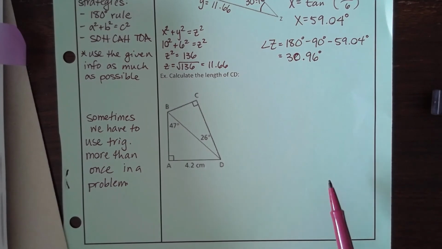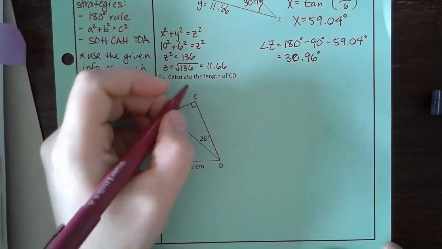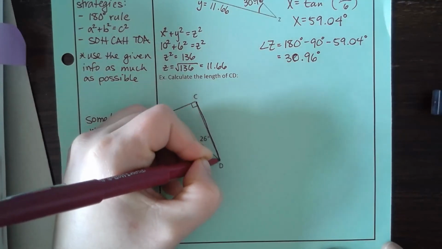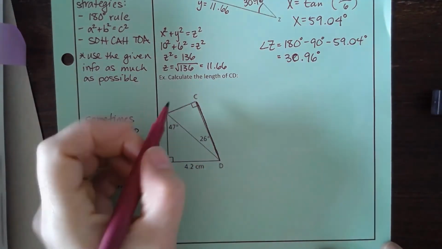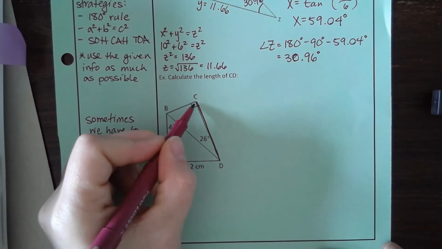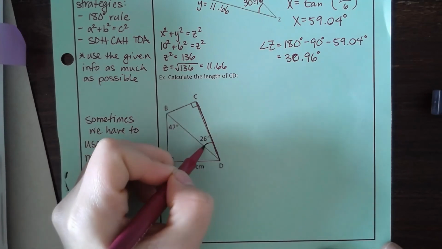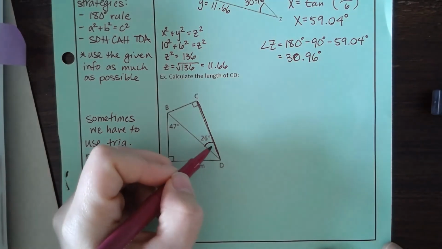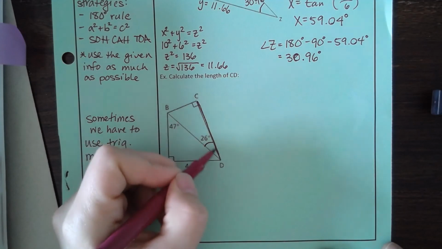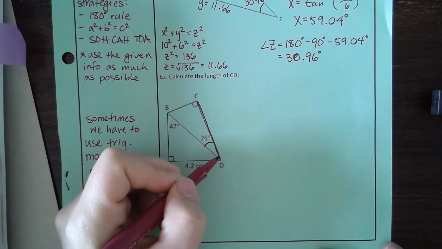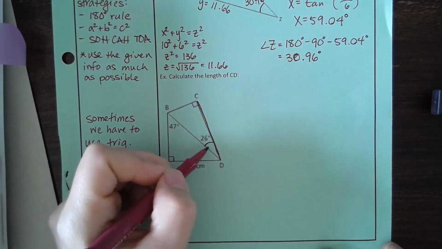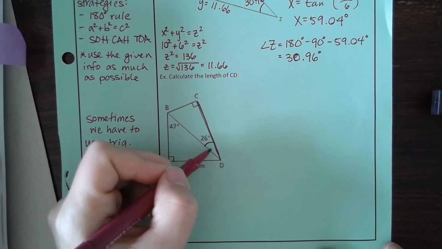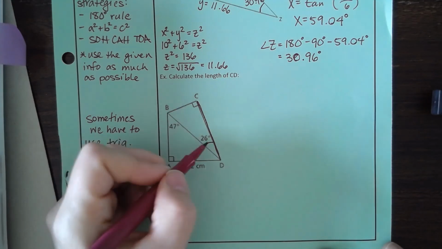Okay, so let's take a look at this problem. We need to find the length of CD. So that's this guy right here, right? So it's part of a right angle triangle, this BCD triangle here. And we've got an angle size of 26, right? And so relative to that 26 degrees, we have an adjacent side. So it's looking like we'll be able to use tan or cos here, but we need another piece of information.